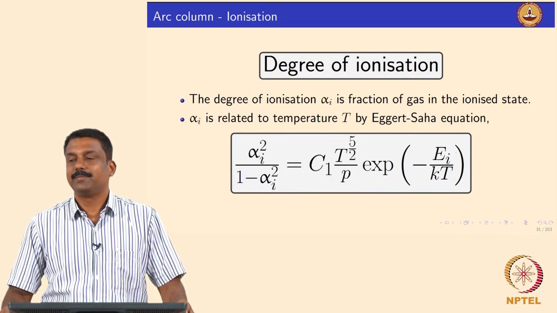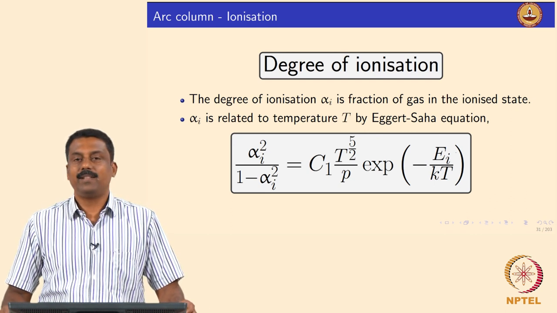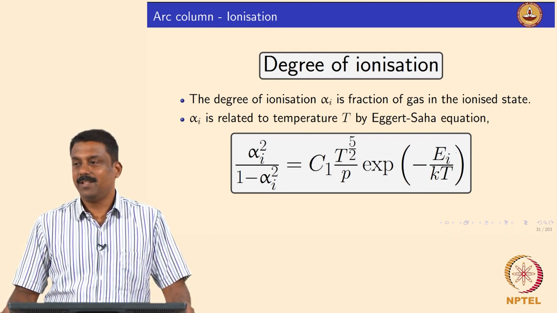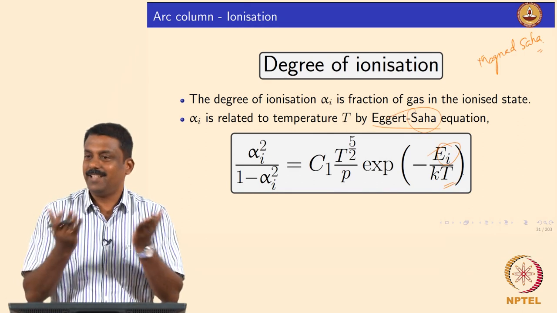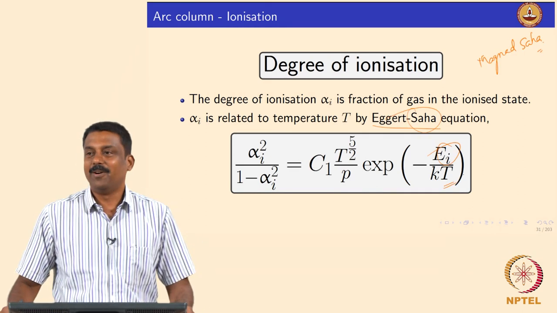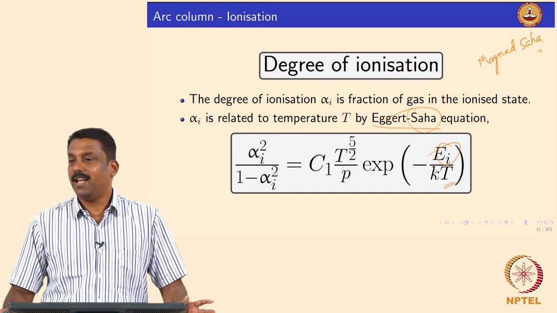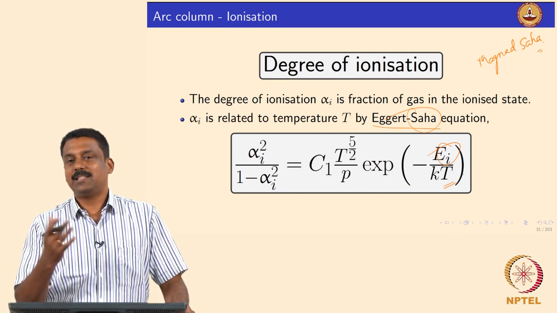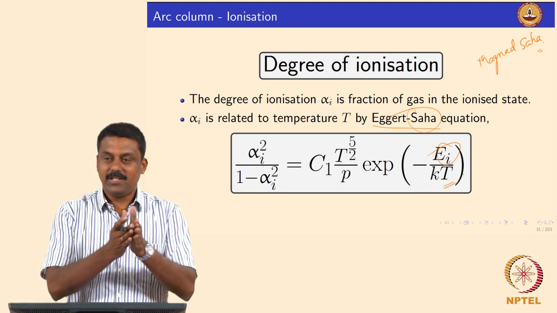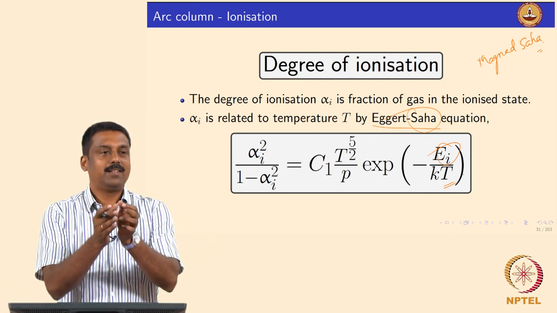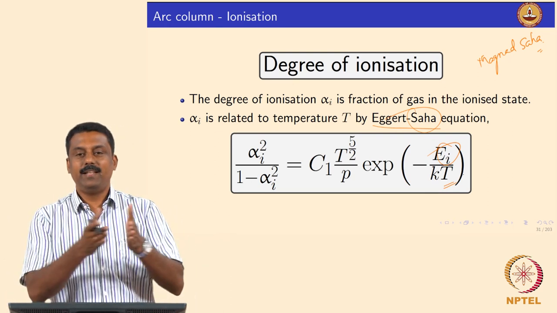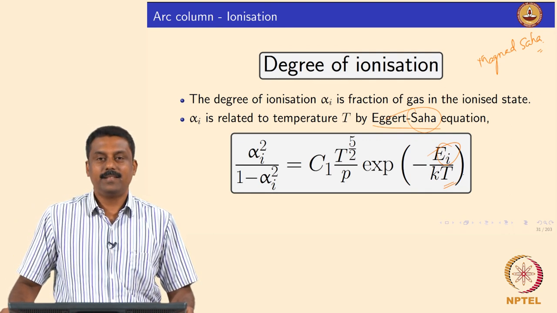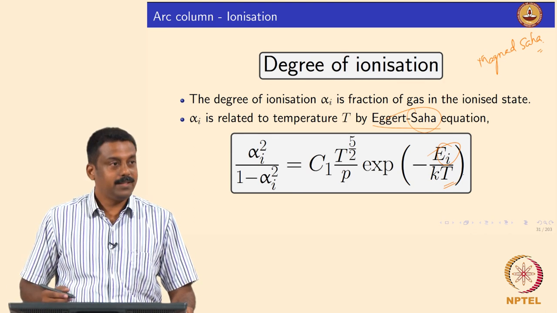So the degree of ionization: suppose you want to calculate how much ion you generate at a given temperature, you can use this equation. It's a very famous equation. If you know what gas you are using and you know the ionization energy, and you get the spectrum, which is not constant and changes from the middle of the arc column to the envelope, then if you accurately predict the spectrum, we can calculate the temperature.